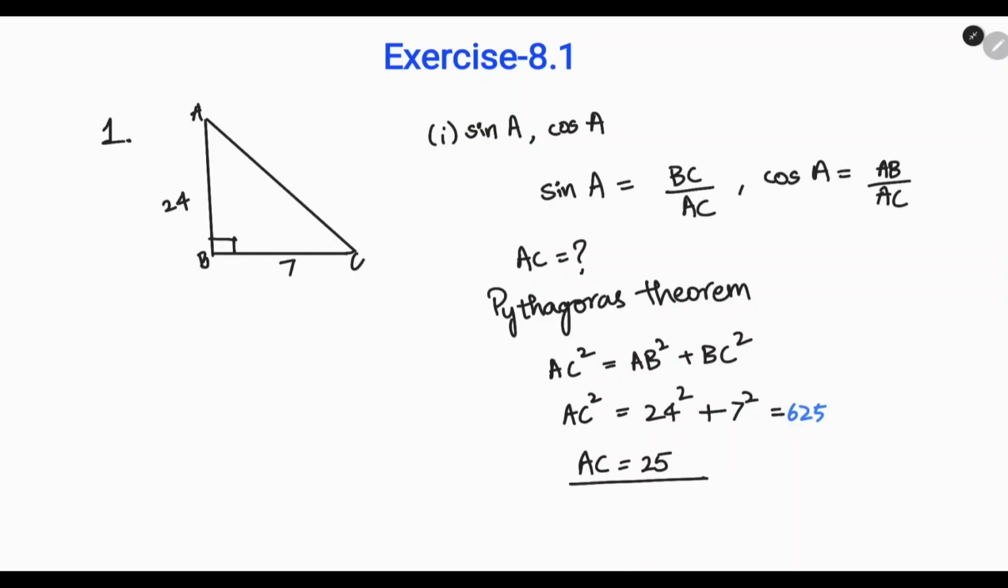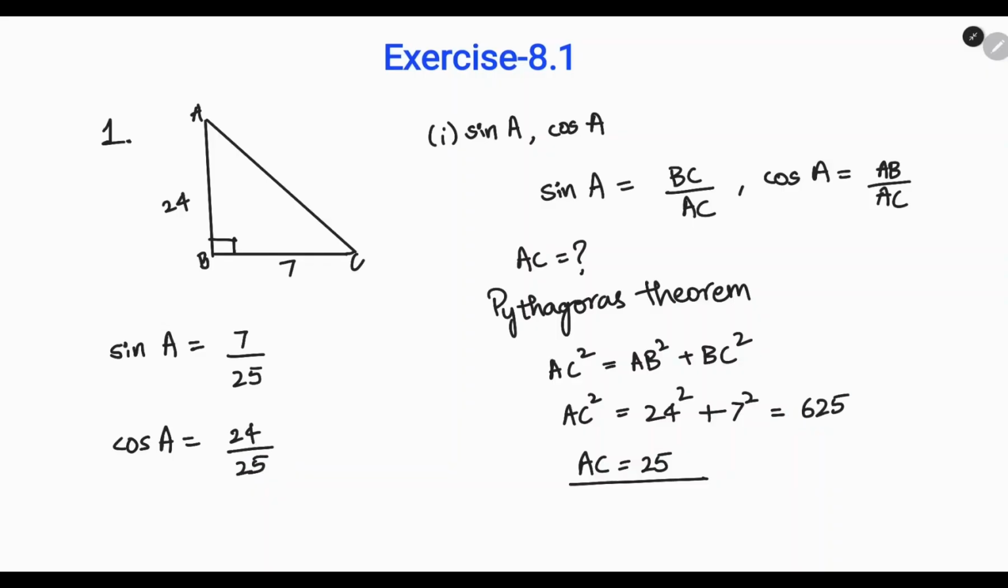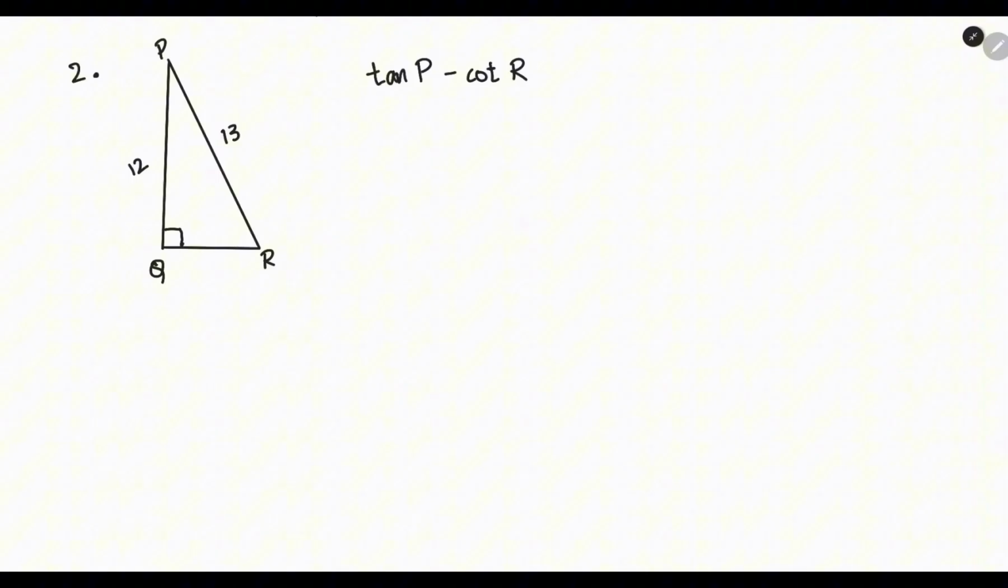Now we will solve sine A, which is equal to BC 7 by hypotenuse 25, and cos A is adjacent side 24 by 25. That's it. Simple. Come on, we'll go to the next question.